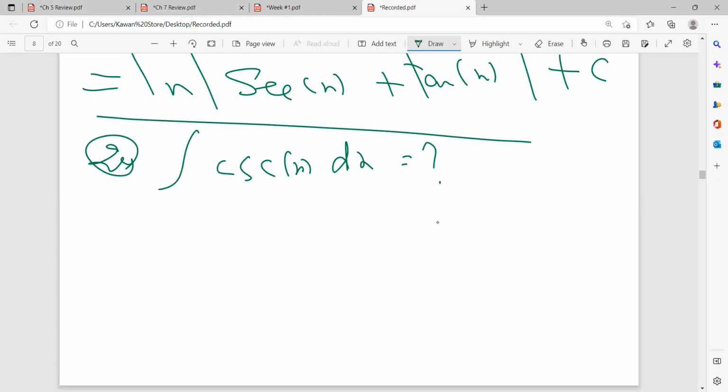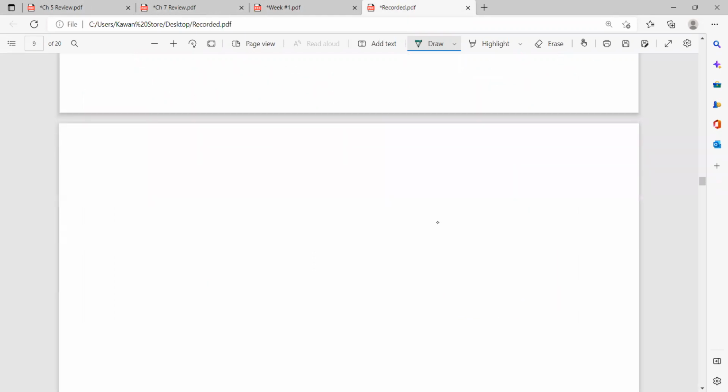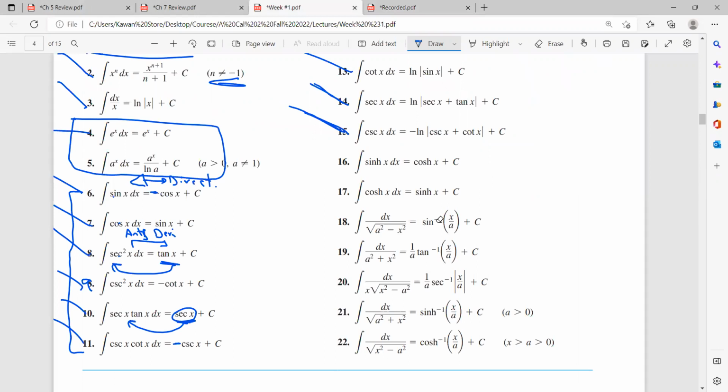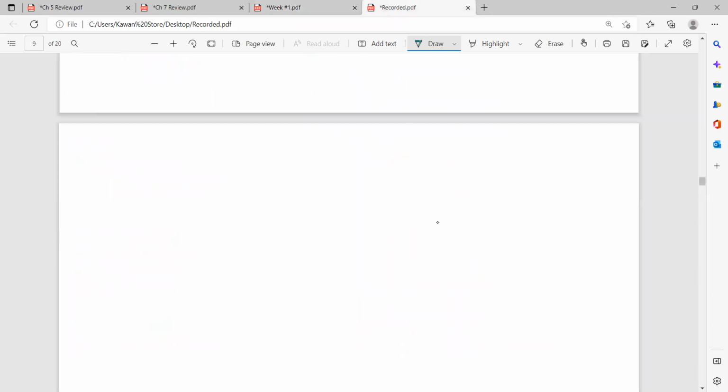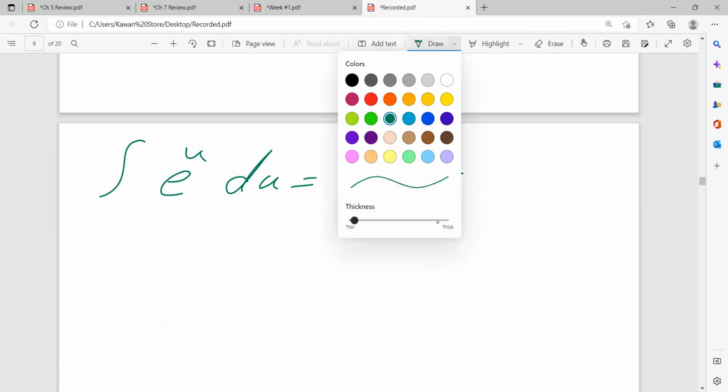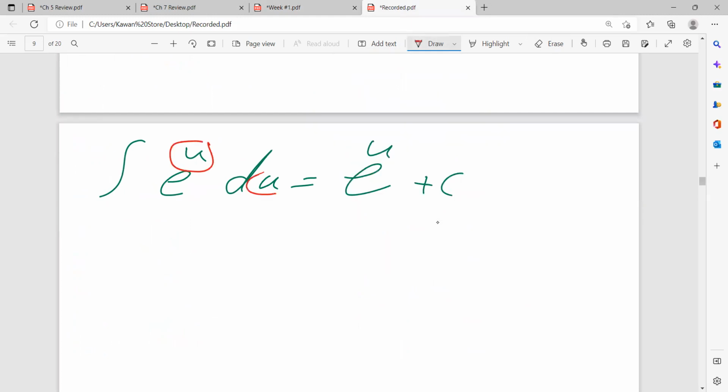So now we are going to new things. We are going to talk about number 4, it's e to power x, and number 5 together, a to power x. We call them exponential. The fifth one is general, and the fourth one is a special case. So generally, if I write, for example, e to power u du, it is equal to itself plus c. When I say u du, I mean u, and du hat d hat.